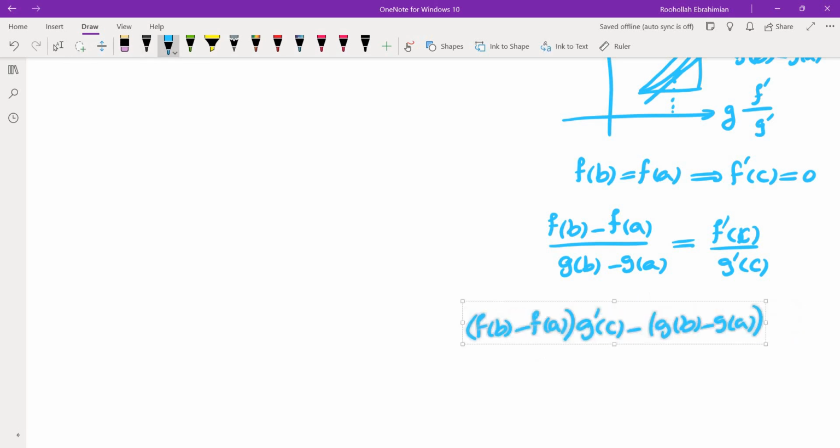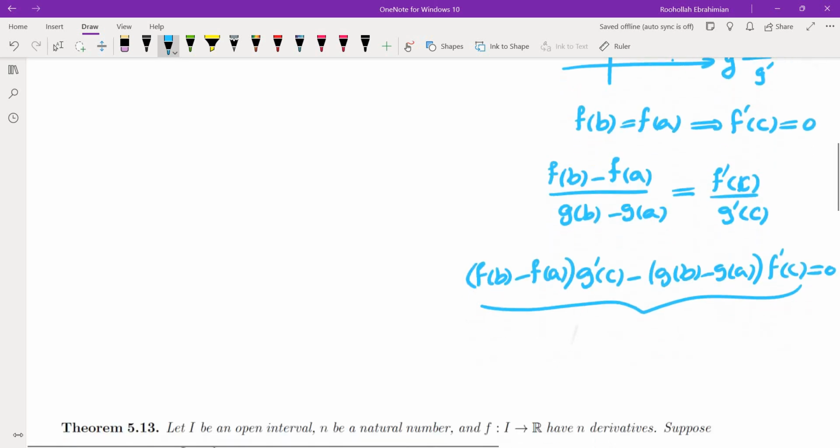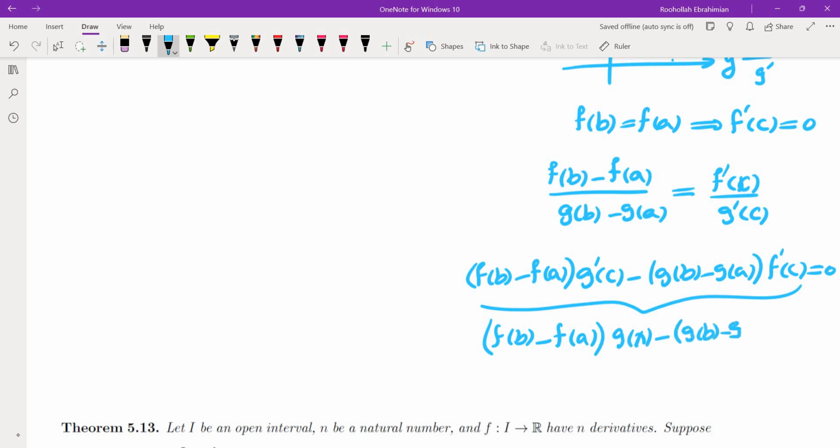So if I find some function whose derivative is this side, and then I show that this function has the same value at the endpoints, then I would be done. And of course, this is the derivative of f of b minus f of a times g of x minus g of b minus g of a times f of x. If I show that this function has the same value at a and b, then by Rolle's theorem there would be a point in between where this is 0, and then I would be able to solve the problem, which is why I'm going to start with this function.